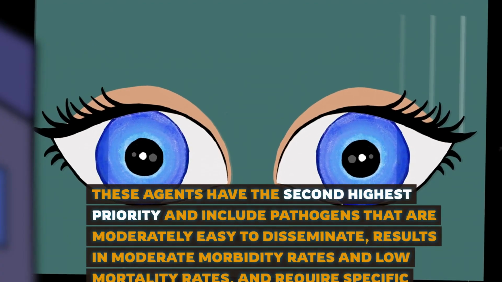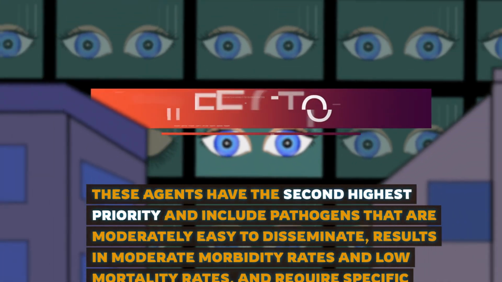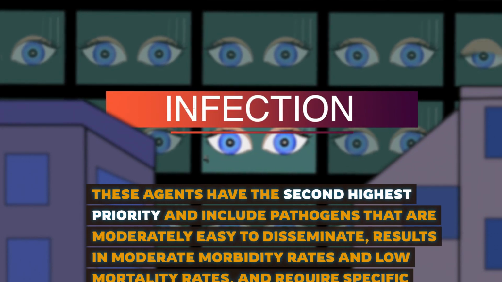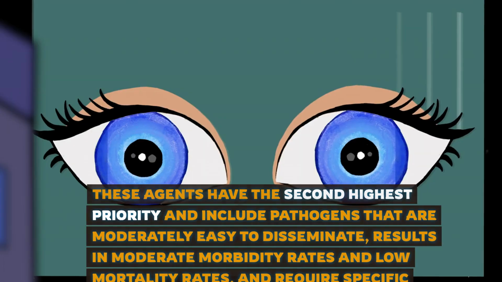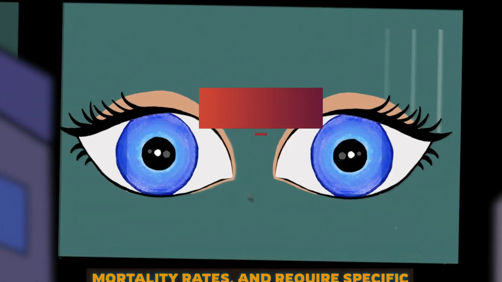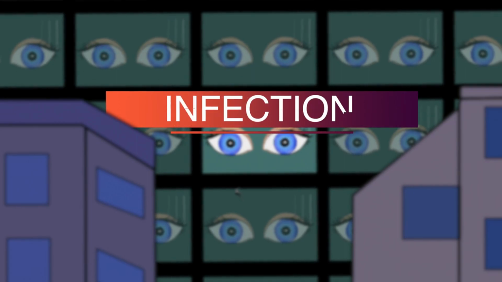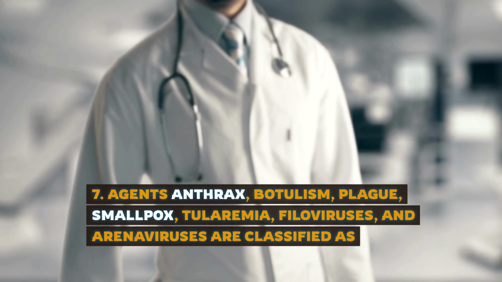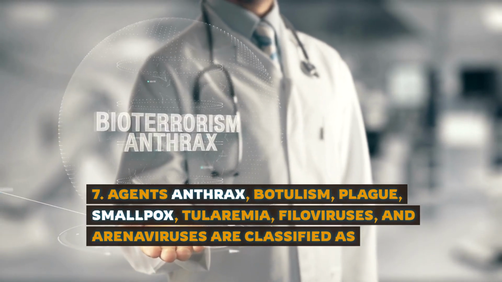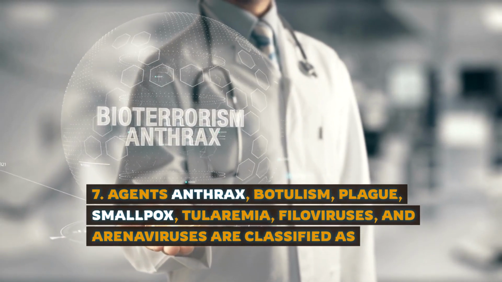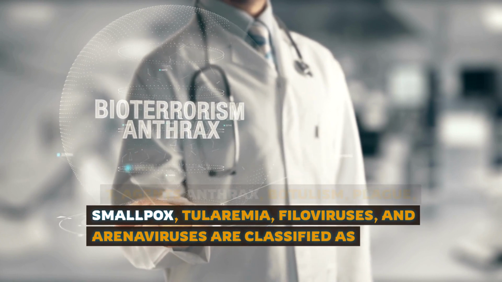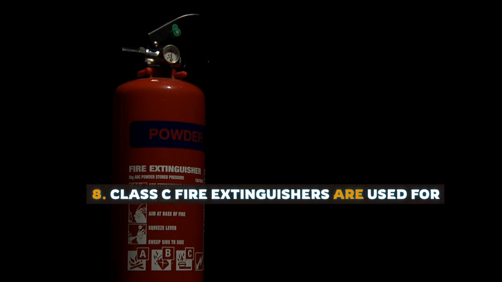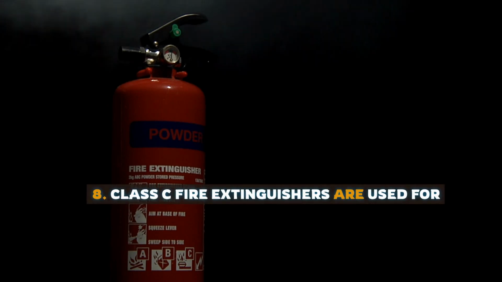6. What category of bioterrorism agents has the following characteristics? These agents have the second highest priority and include pathogens that are moderately easy to disseminate, result in moderate morbidity rates and low mortality rates, and require specific enhancements of the CDC's diagnostic capacity and enhanced disease surveillance. Answer: category B. 7. Agents: anthrax, botulism, plague, smallpox, tularemia, filoviruses, and arenaviruses are classified as. Answer: category A.